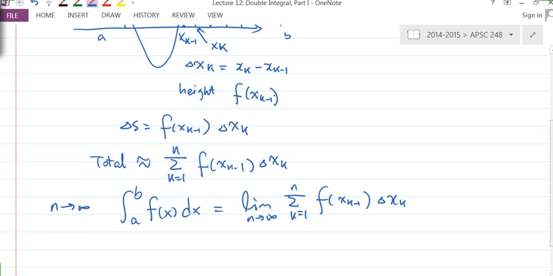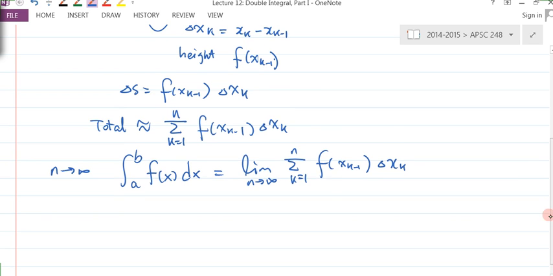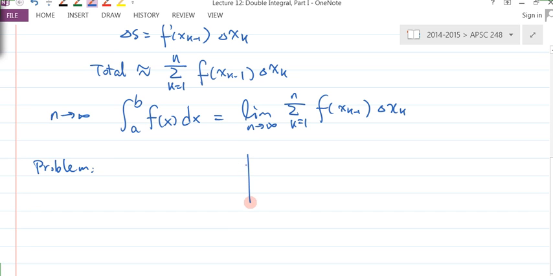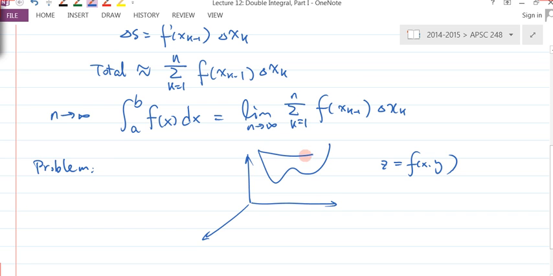So now comes the double integral. Basically, when we have a function of two variables, let me formulate the problem first, and then we go from there, right? Let's think about the following problem here. Let's say I have a function of two variables given by z equal to f of x, y here. So we know this is a surface, right? Maybe this is a surface looking like this here in the 3D space.